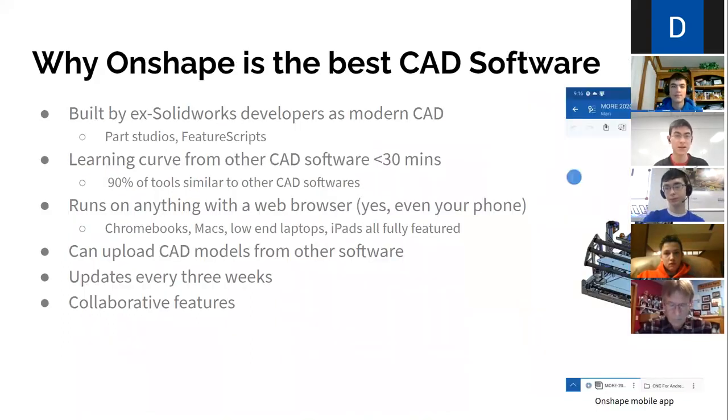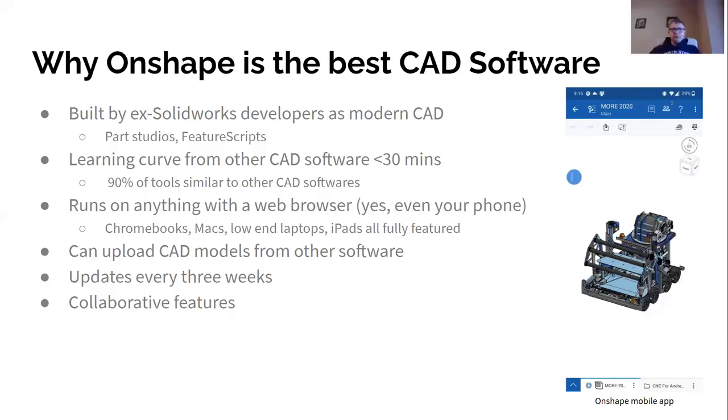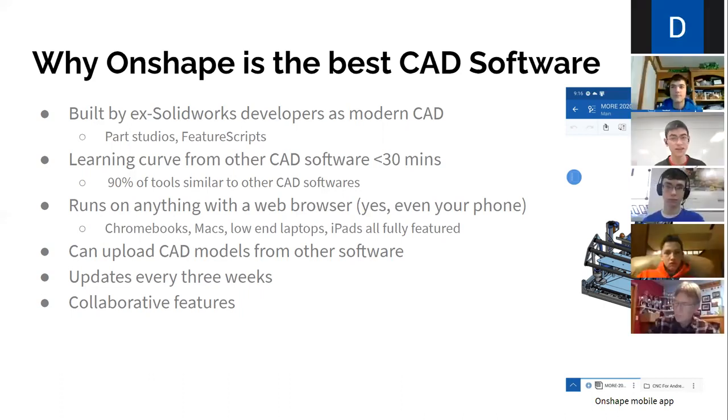So now I guess we'll start talking a little bit about OnShape and why we think it's the best CAD software out there, at least for FRC and FTC. So what is OnShape? It was built by ex-SolidWorks developers as a new modern CAD, building in all the existing features of other CAD software and adding on to those features. Something we like about OnShape is because it was built by SolidWorks developers, it's very similar to other CAD software. So if you're coming from a different CAD software, it takes less than 30 minutes.